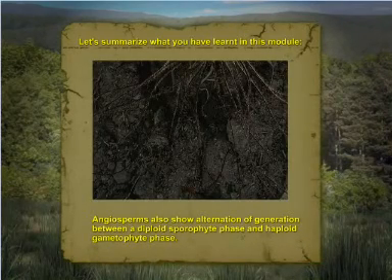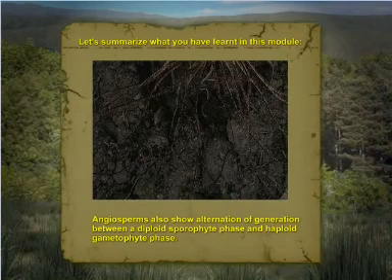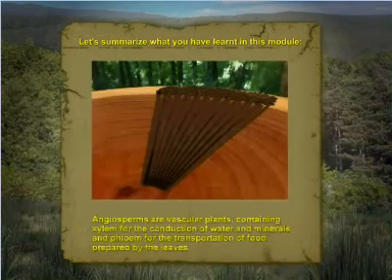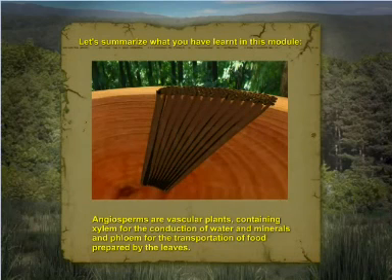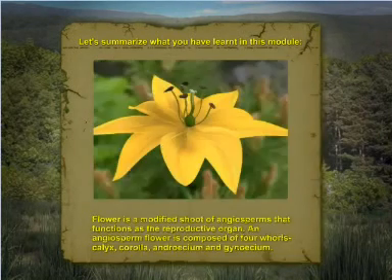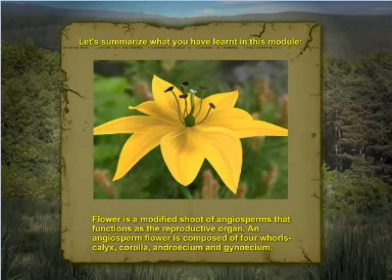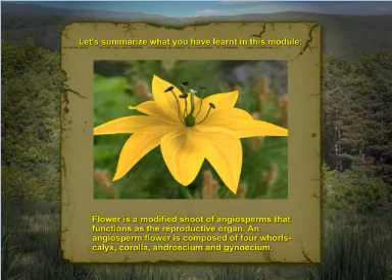Angiosperms also show alternation of generation between a diploid sporophyte phase and haploid gametophyte phase. Angiosperms are vascular plants containing xylem for the conduction of water and minerals and phloem for the transportation of food prepared by the leaves. Flower is a modified shoot of angiosperms that functions as the reproductive organ. An angiosperm flower is composed of 4 whorls: calyx, corolla, androecium, and gynoecium.